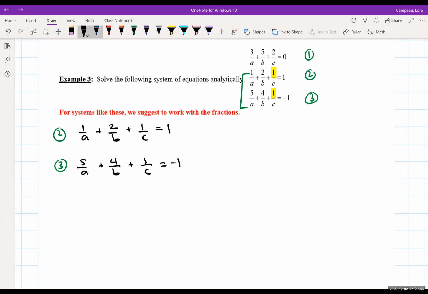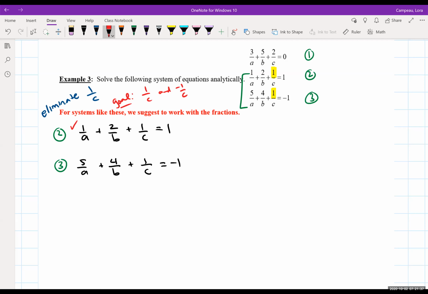Now, instead of just eliminating a particular variable, I'm going to consider eliminating the actual term. I'm going to eliminate 1 over c. So not just the c, but the 1 over c. My goal would be to have a 1 over c and a -1 over c for these to neutralize out. If you look at what we're dealing with, we already have that case in equation number 2 or 3. We already have a 1 over c.